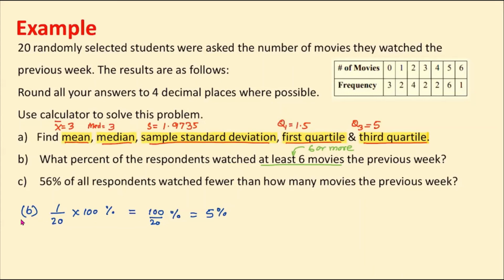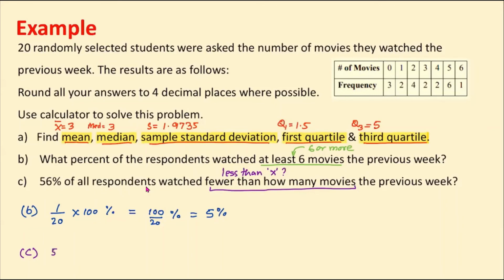Now let's look at part C. What is asked in part C? In part C, they said 56% of all respondents watch fewer than how many movies? When we say fewer than how many movies, that means less than how many? Fewer than means less than how many? Let me put that as X. So here we said 56% of all respondents.